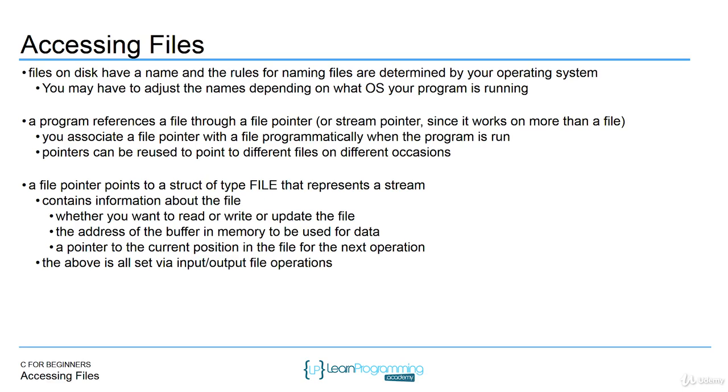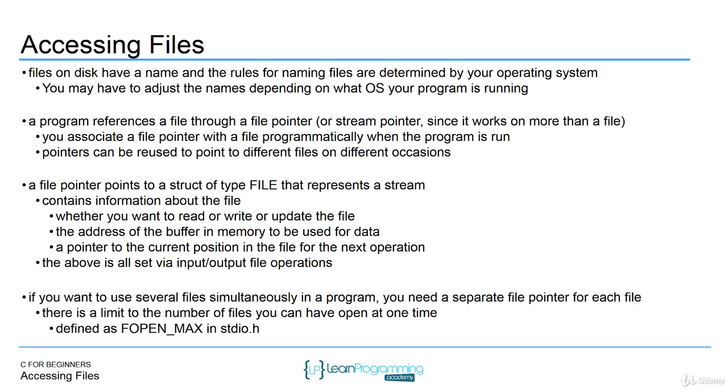You can go and look at the FILE struct to see everything that's inside of it, but it contains information such as whether you want to read or write or update the file, the address of the buffer in memory where you're storing data, and a pointer to the current position in the file for the next operation. The position is important because that's where you're doing your writes and reads. You can set all this information inside the structure by using input and output file operations. When you open a file, it specifies whether you want to read or write. And you can change the current position by using other methods like seek and so forth that we're going to talk about.